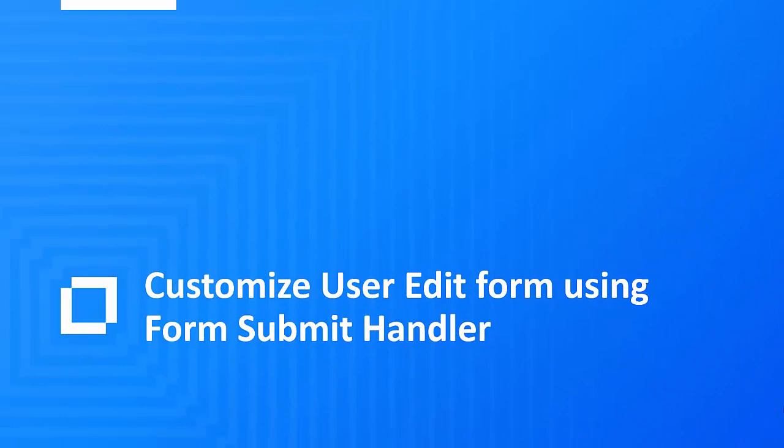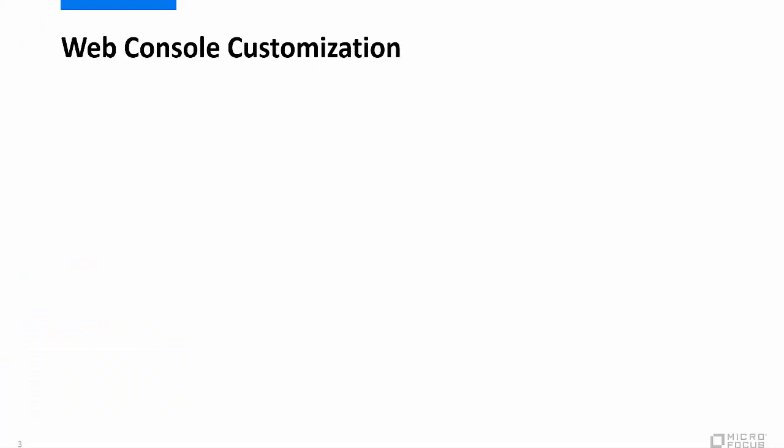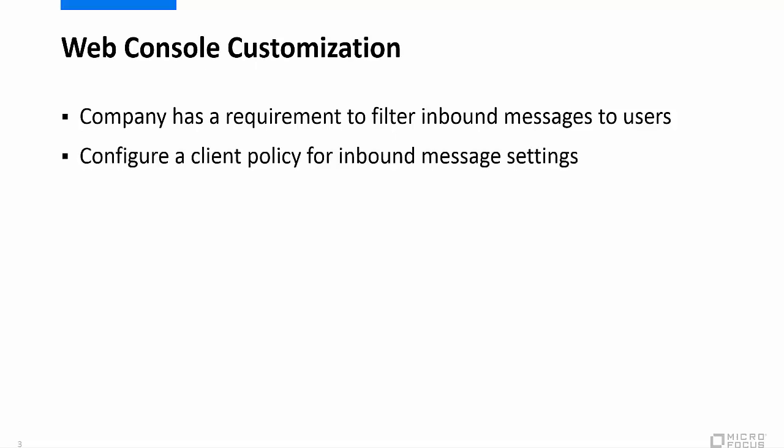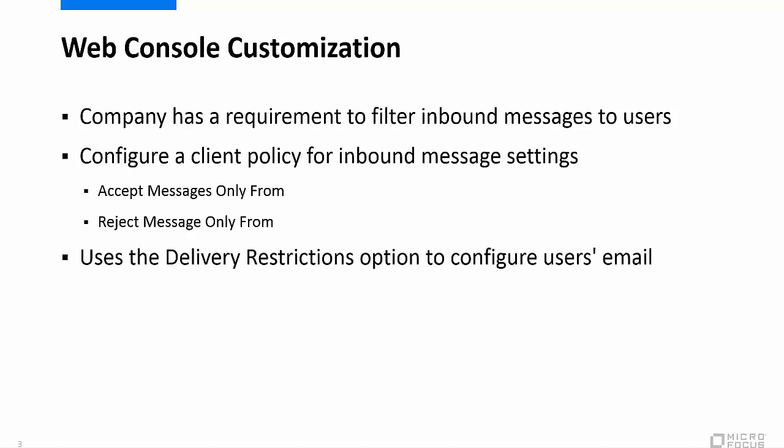In the second customization scenario, the ABC Corporation has a requirement to have two mutually exclusive email lists for inbound messages. So when a user object is added to one of the lists, the user cannot exist in the other list. To help regulate and automate this company requirement, David, the administrator, decides to implement a client policy in order to restrict the same user from being added in the accept messages only from and the reject messages only from lists, which are settings in the Delivery Restrictions option when configuring a user's email.